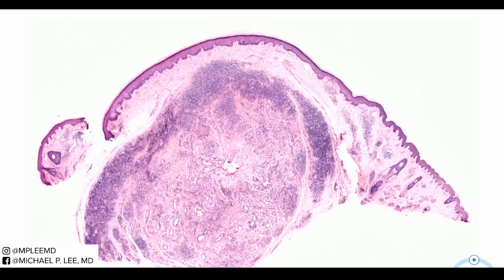And today we have a case of angiolymphoid hyperplasia with eosinophilia. Another name for that is epithelioid hemangioma, or you may hear it called histiocytoid hemangioma. So let's get into it.